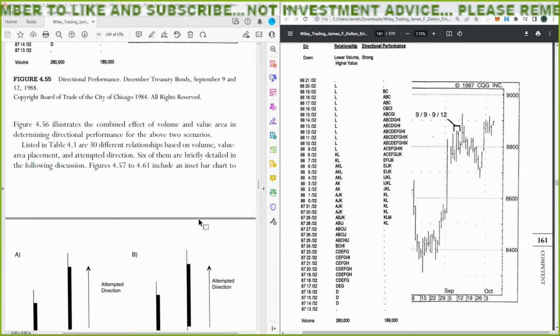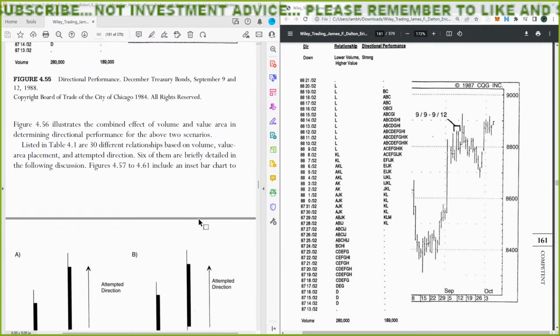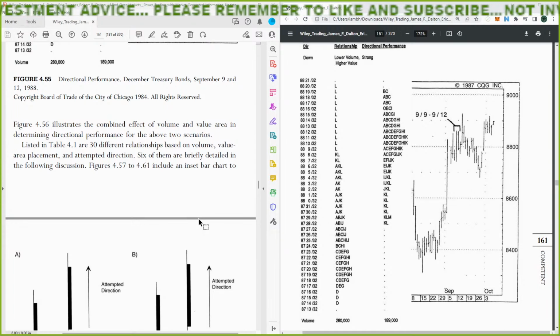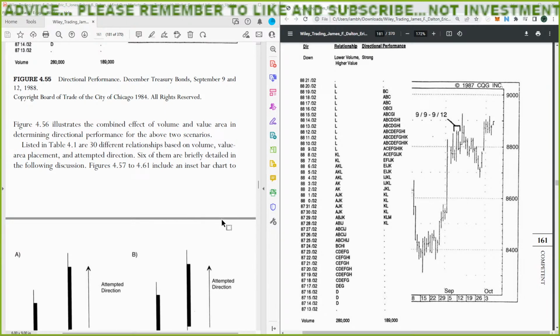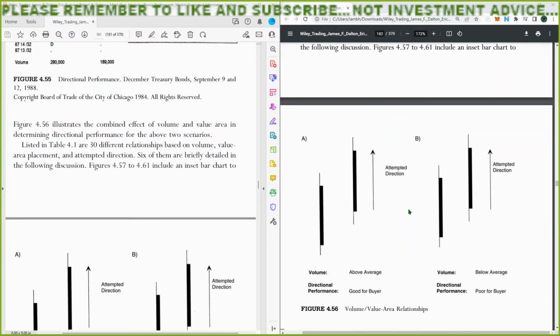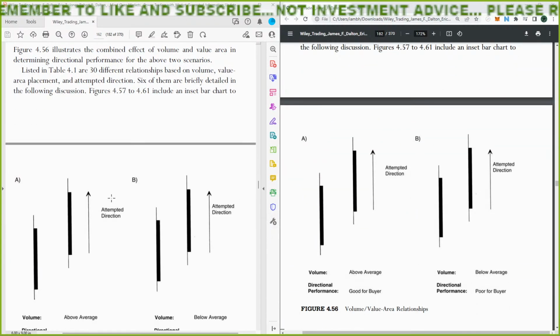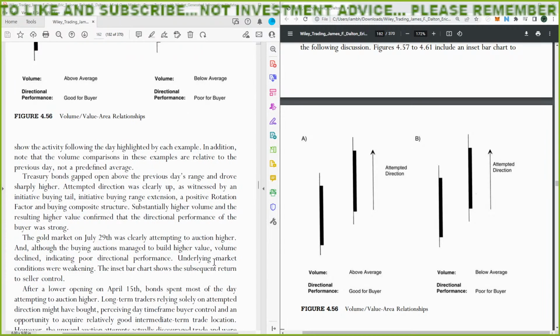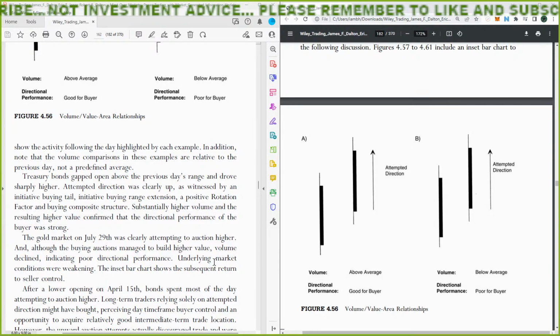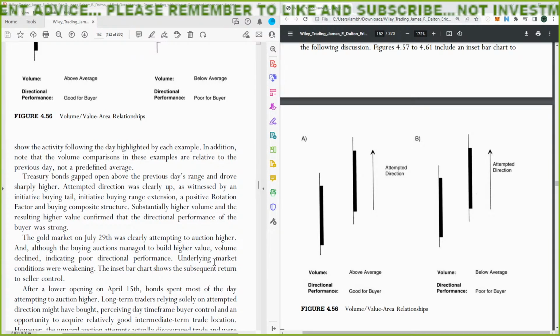above two scenarios. Listed in Table 4.1 are 30 different relationships based on volume, value area placement, and attempted direction. Six of them are briefly detailed in the following discussion. Figures 4.57 to 4.61 include an insert bar chart to show the activity following the day highlighted by each example. In addition, note that the volume comparisons in each of these examples are relative to the previous day and not a predefined average.